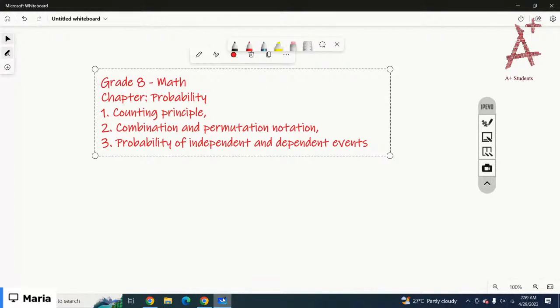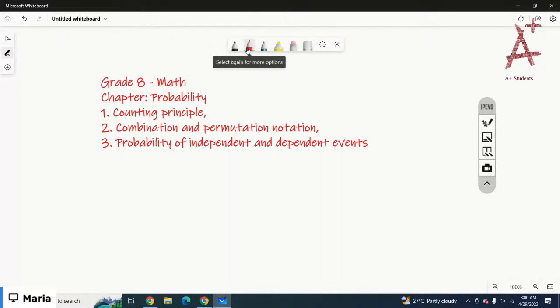We're going to start with grade 8 maths. So you can find all the lessons on aplusstudents.com.